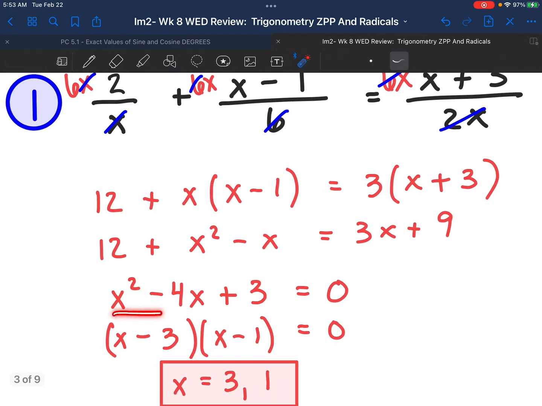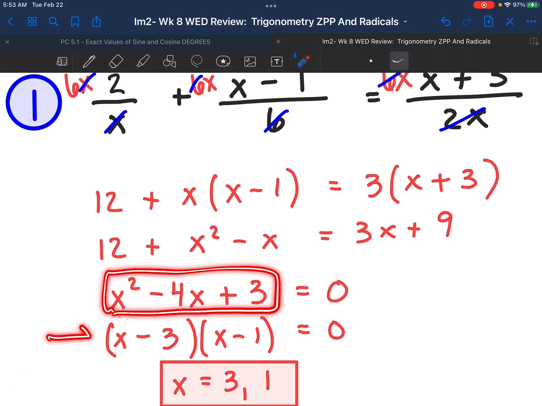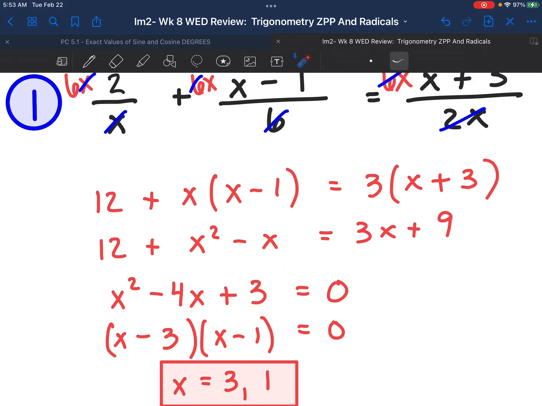Okay. And once you have your quadratic, you're good to factor and use the zero product property to get x equals 3 and 1.